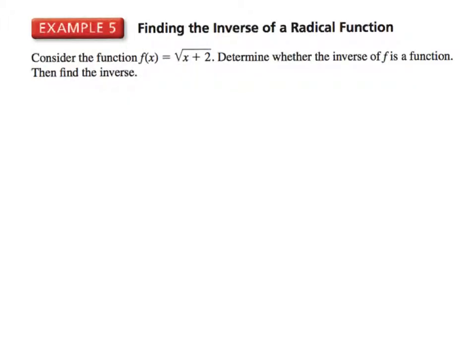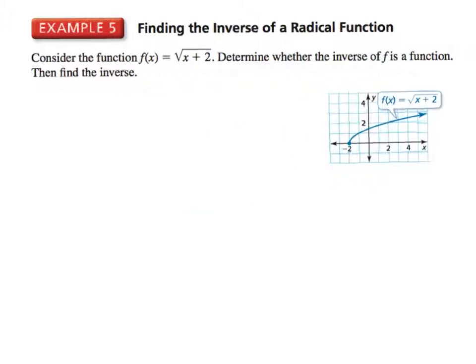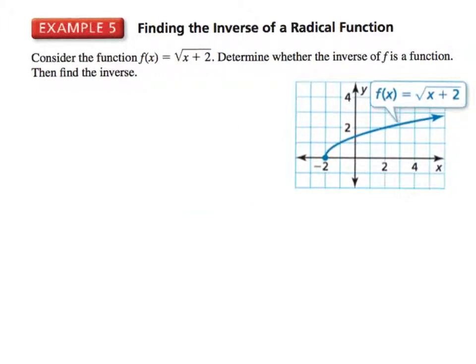So let's consider the function f of x equals the square root of x plus 2. Determine whether the inverse of f is a function. Then find the inverse. So let's just first graph this. If you graph this, you would take your parent function and move it 2 to the left. So if we moved it 2 to the left, we would get this graph right here. Let's use the horizontal line test. Yes, it works. It does not pass more than once.